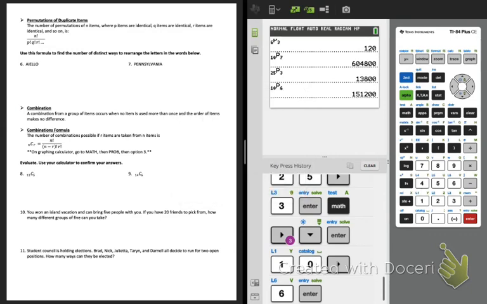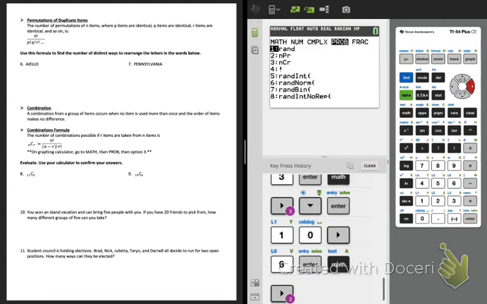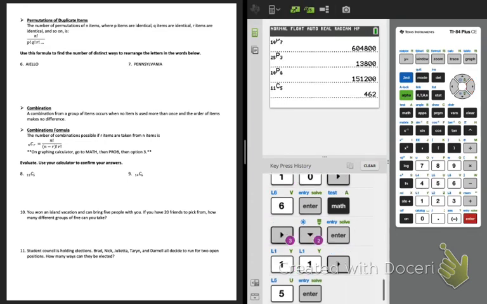11C5, so that's saying the combination of pulling 5 things out of a group of 11. So I'll go to math, prob, anything with that letter C, that's going to be option 3, nCr. So again, very similar. You just got to make sure you're matching whatever letter it's giving you. So all you got to do is type it in. If I'm trying to find a combination of 5 items out of a group of 11, there's 462 combinations.